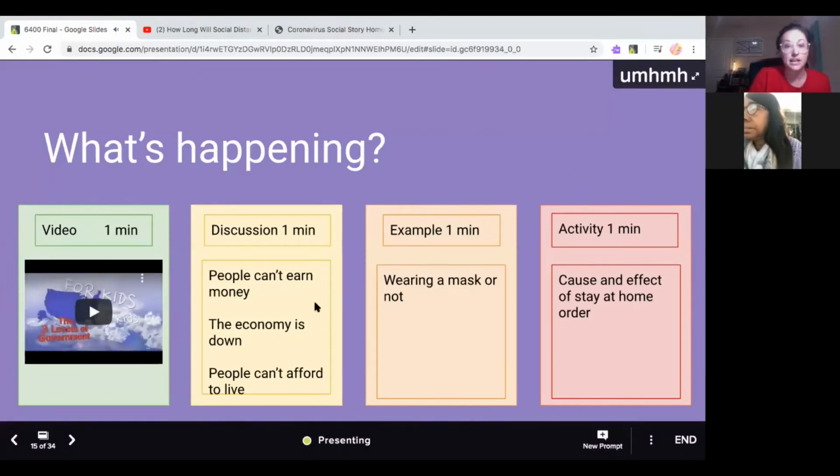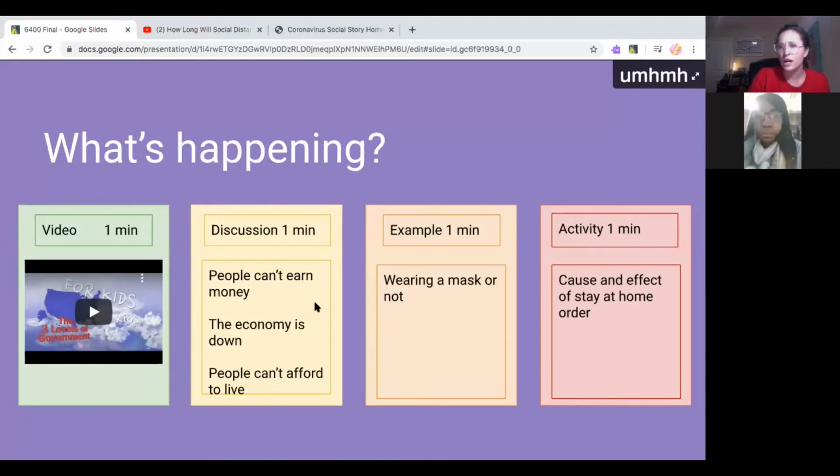And then we're going to discuss why people can't earn money right now. That means that the economy is down, and the economy is just what runs our give and take, supply and demand, how we buy things, how we get things. And then we have to explain, people can't afford to live. And yes, the government helped and sent money to people, but that's temporary. And when you can't work for long periods of time, then people get really frustrated.